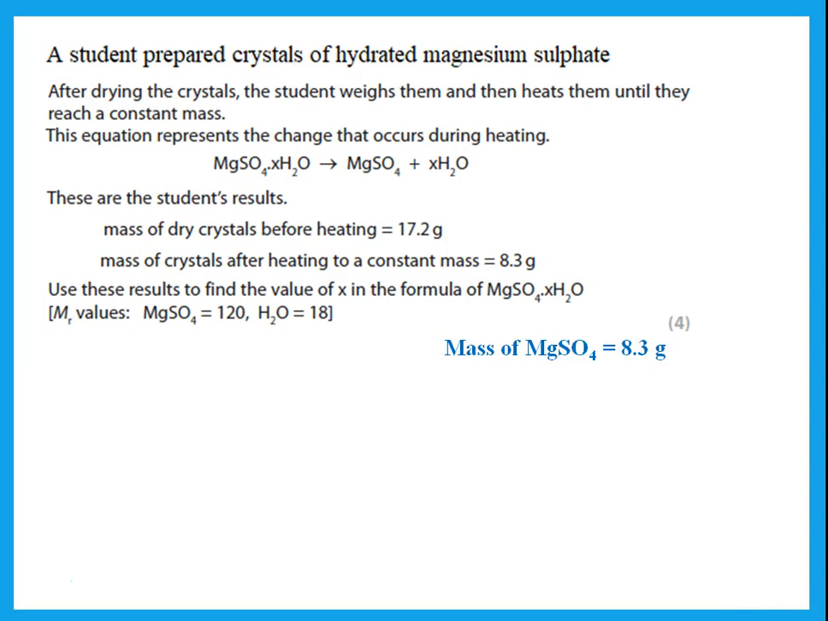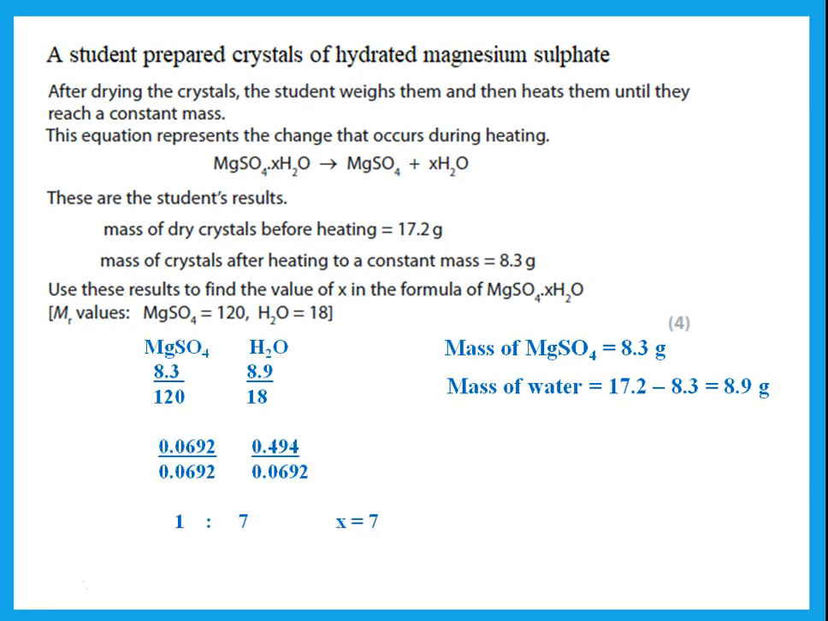So in this case, the mass of magnesium sulfate alone was the mass after you heated and removed all the water. So that is 8.3 grams. Now, what was the mass of the water? That is the rest of the 17.2, because 17.2 was the crystals containing the water. So that means I had 8.9 grams of water.